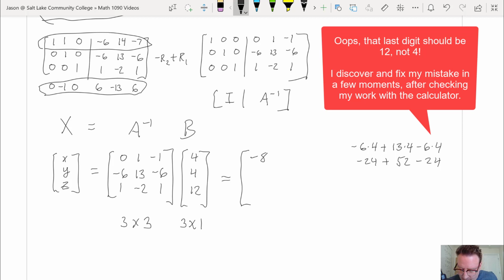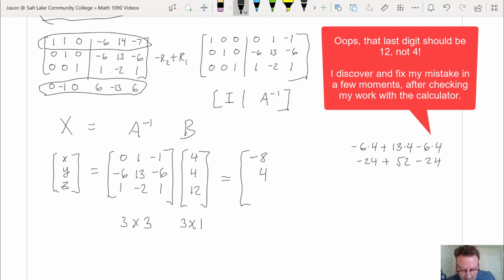That is negative 48. And negative 48 plus 52 is, what is that? That's going to be positive 4.